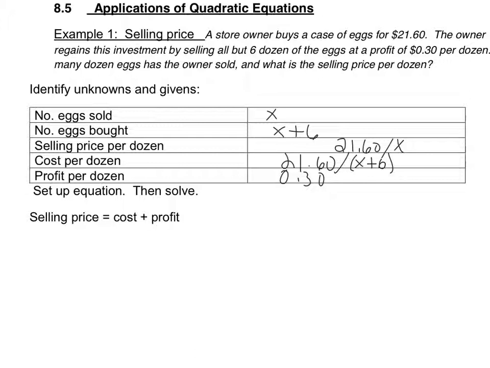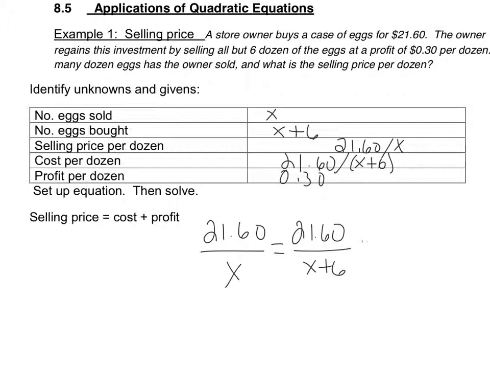Alright, so we have $21.60. So selling price equals cost plus profit. So selling price was $21.60 divided by X. That equals the $21.60 divided by the X plus 6 plus the 30 cents. Okay?